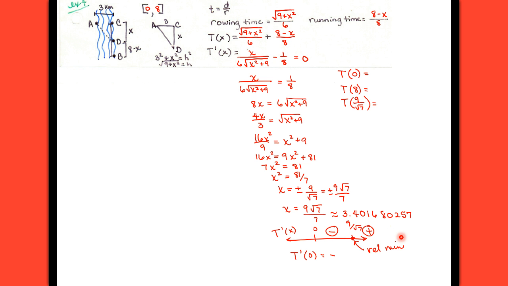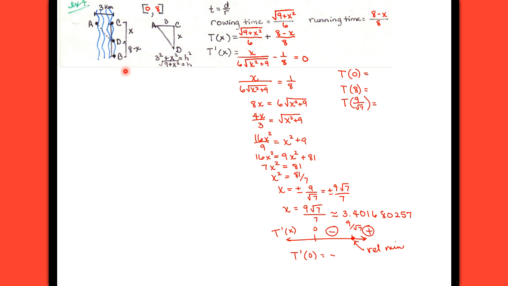All right, so I need to find my absolute minimum by testing each of my endpoints and by testing that relative minimum that we just came up with. So let's start by plugging in 0. Now remember, what we're talking about here is if x is 0, that means I rode straight across and I ran the whole way down.